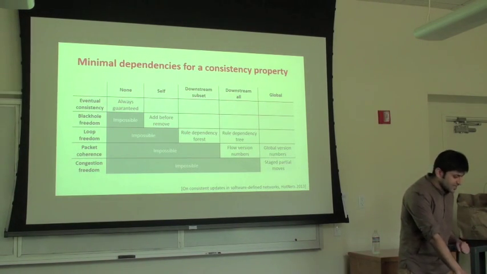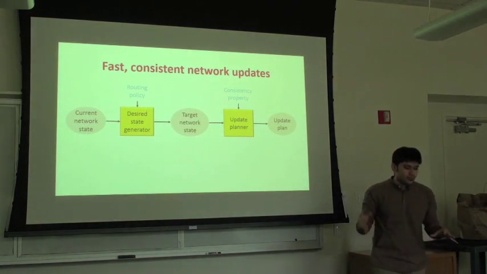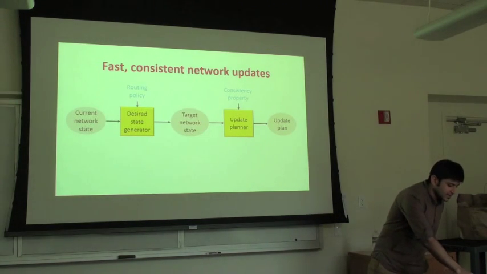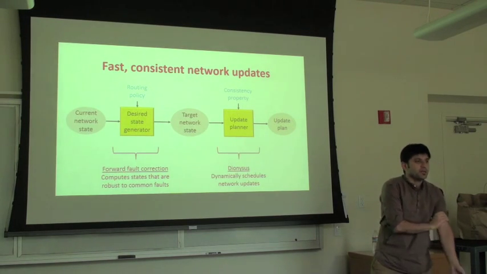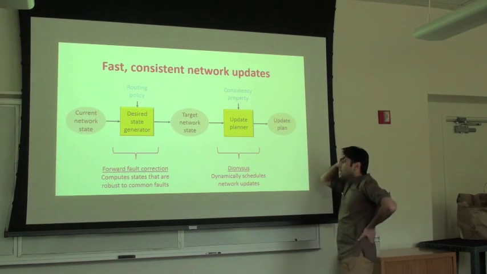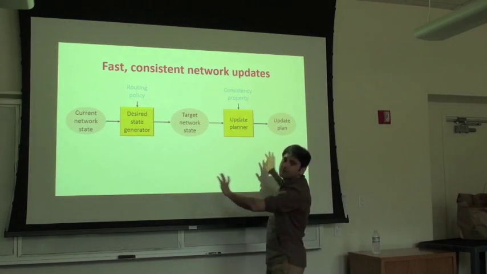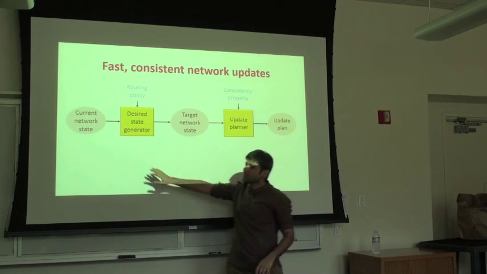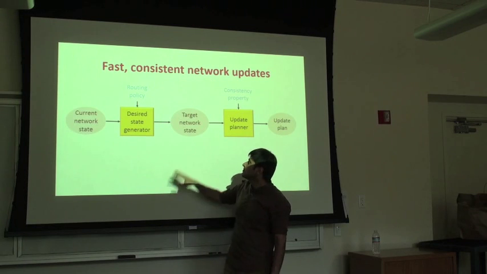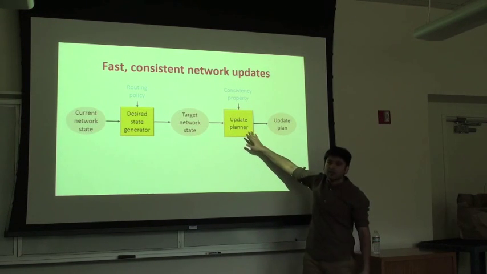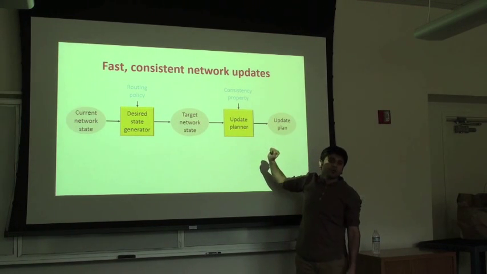Okay, so I have 10 minutes and two more things to describe, but I'm going to cut them short now. Going back from that fundamental domain to the practical domain, here's what we've been building for the last couple of months. A typical SDN pipeline looks like this. You have some network state, you have some policy that computes the target network state, and then you have an update planner that applies that state to the network based on the consistency property you want to maintain.